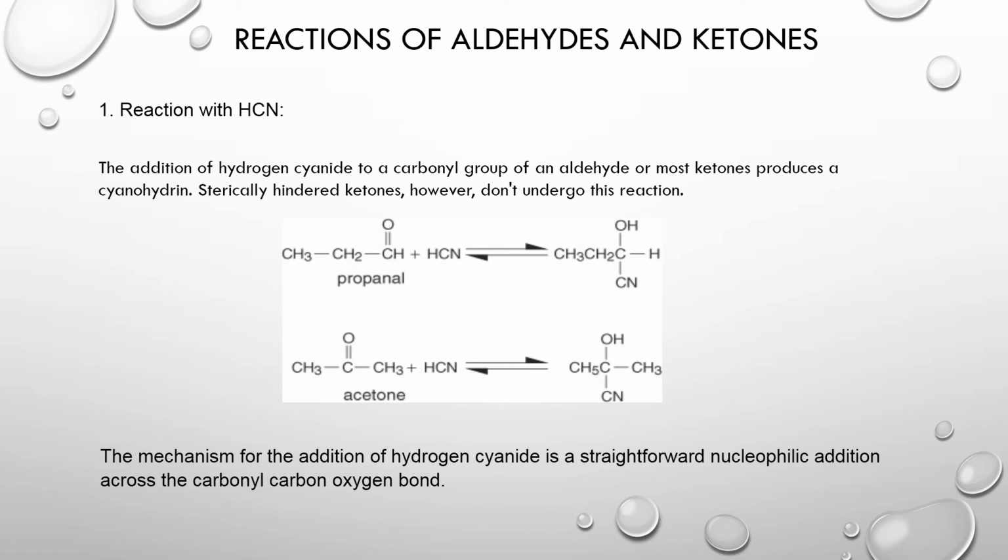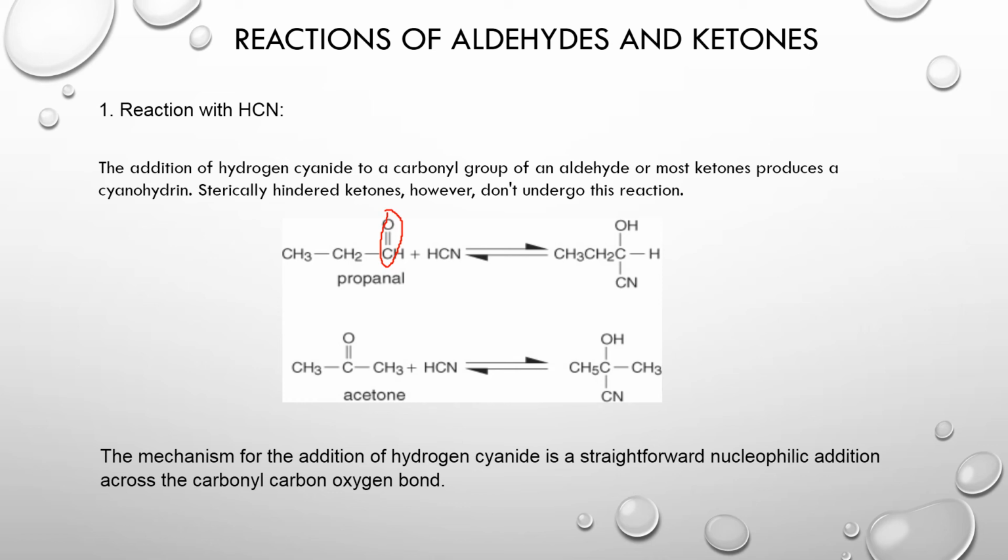Then let me discuss the reactions of aldehydes and ketones. The first reaction, let us go for the reaction with HCN. It is a simple addition type of reaction: addition of hydrogen cyanide to the carbonyl group of an aldehyde. Addition takes place to the carbonyl group of the aldehyde, or most ketones, and produces cyanohydrins. Sterically hindered ketones, however, do not undergo this reaction.